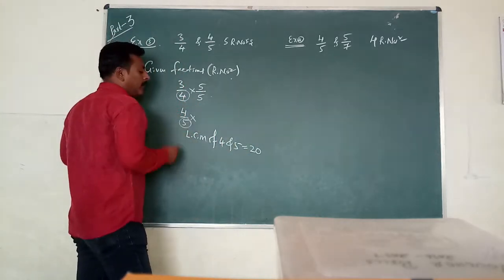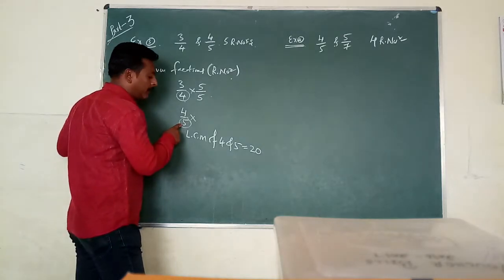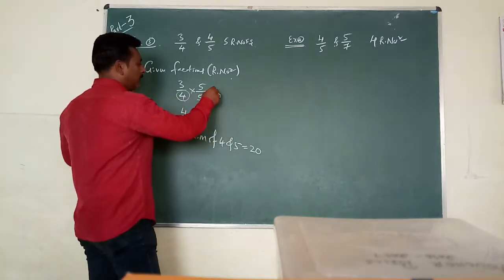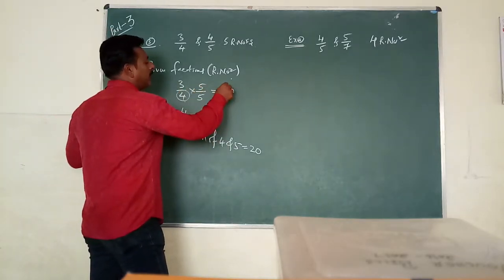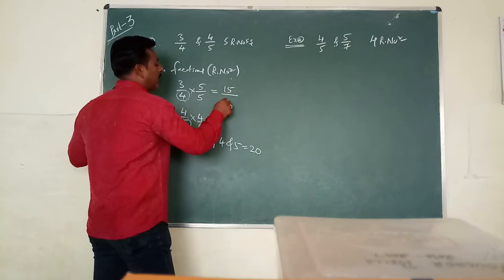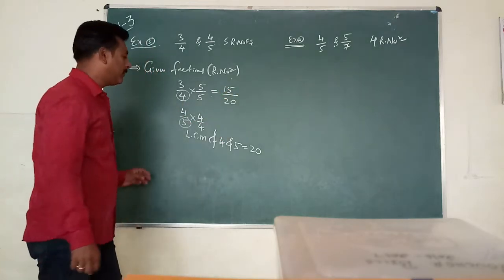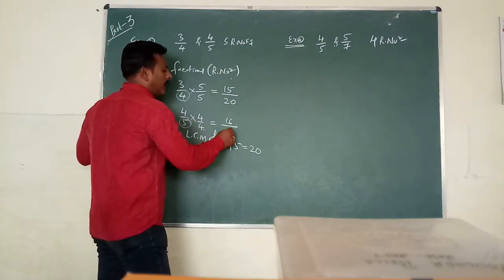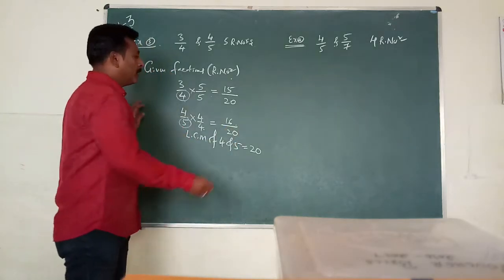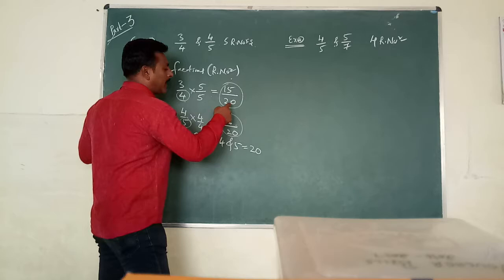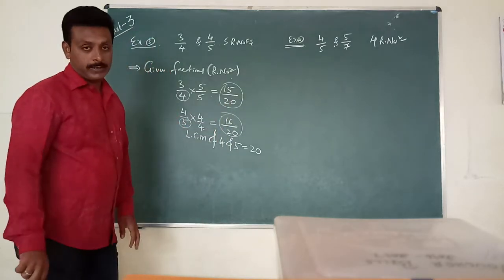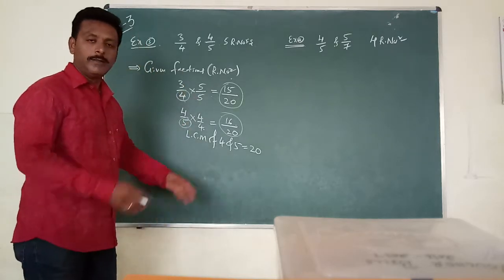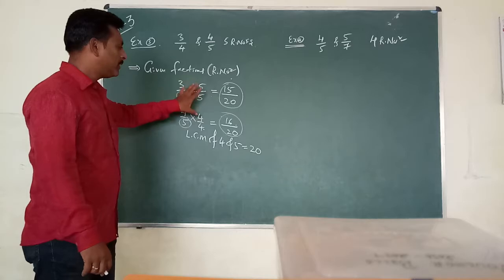Same thing here: to get 20, you have to multiply both numerator and denominator by 4. Then what you will get? This is equal to 3 times 5, 15, divided by 4 times 5, 20. Now this becomes 15 by 20, and this is equal to 4 times 4, 16, divided by 5 times 4, 20. Now look at that. Both given rational numbers have the same denominators. If denominators are equal, then the same thing you did in the last example, you have to continue now.